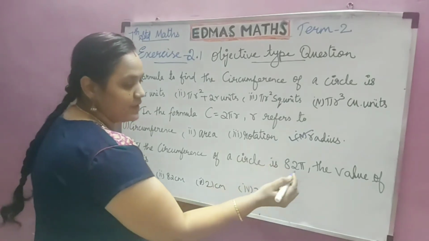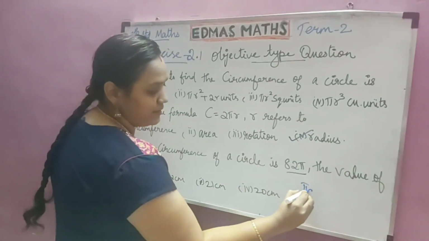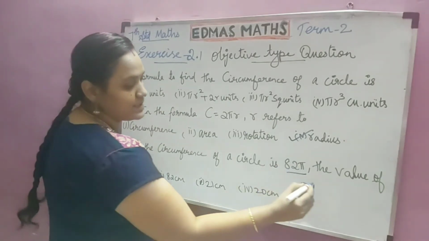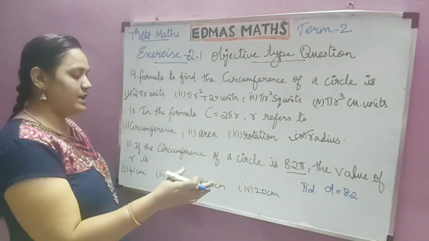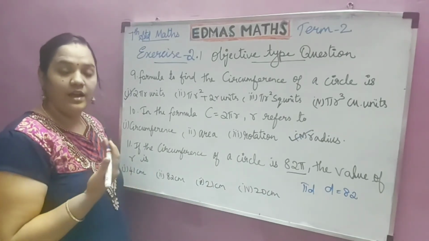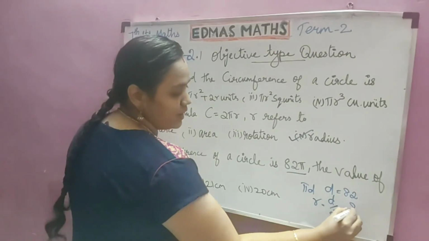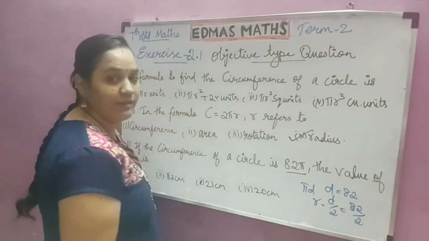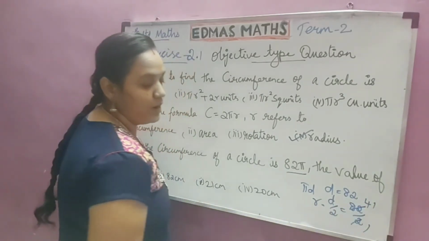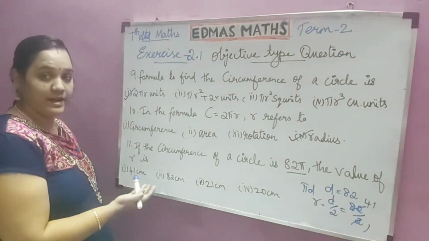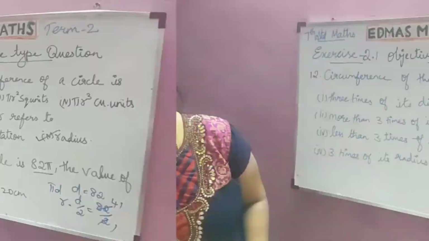Next, if the circumference of a circle is 82 pi, the value of r is. If the circumference is given as 82 pi, we know one formula, pi d is the circumference. So what is d here? d is 82. If we know d we can easily find the radius. Radius is equal to d by 2. So 82 by 2. Shall we cancel it? 1 2s are 2, 4 2s are 8, 1 2s are 2. So our answer is 41 centimeter.